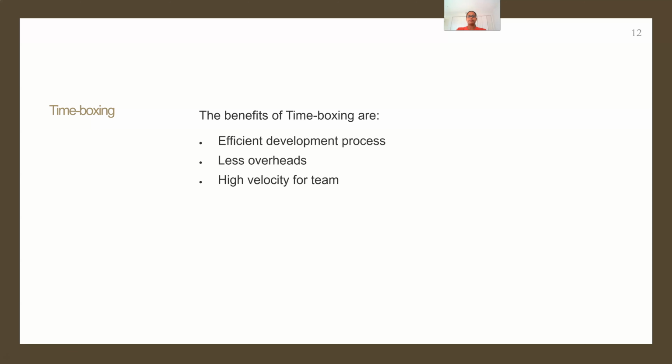Scrum treats time as one of the important constraints in managing a project. To address the constraint of time, Scrum introduces a concept called time boxing, which proposes fixing a certain amount of time for each process and activity in a Scrum project. The benefits of time boxing are an efficient development process, less overhead, and high velocity for teams. We will be seeing some of these charts very soon, how a velocity chart would look for a particular team.